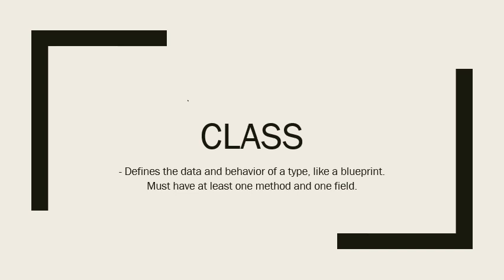Class defines the data and behavior of a type, like a blueprint. Must have at least one method and one field.